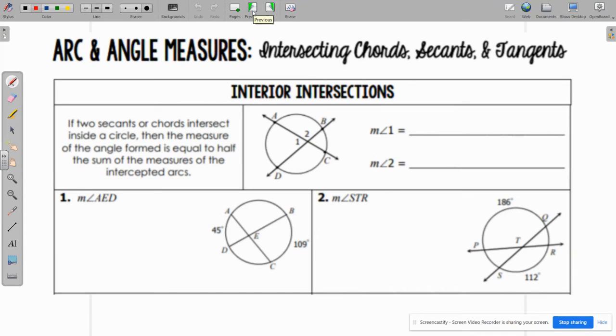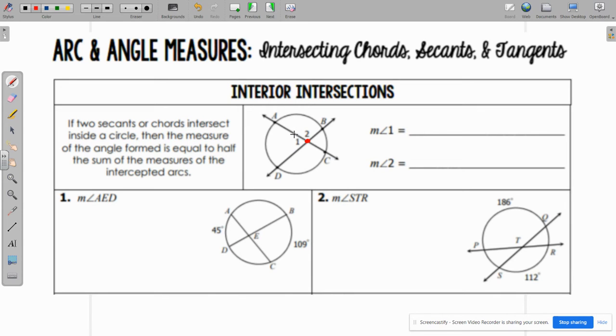In this video tutorial, we're going to be looking at secants and tangents that intersect inside of a circle. So you can see in this example here, we have a secant line AC and secant line BD. They are secants because they each intersect the circle twice, but they intersect here in the middle of the circle. So they're inside of the circle. This means that we can find the measure of these angles, angles 1 and 2, using a specific formula.